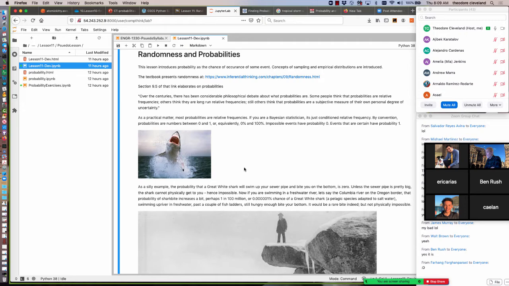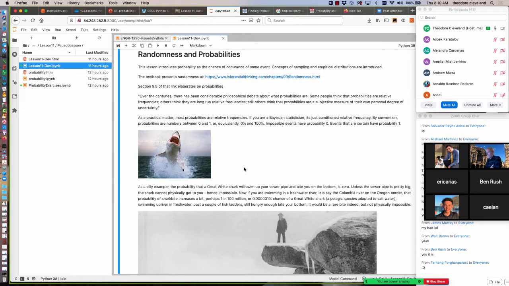And we're also going to hit on the concepts of sampling and empirical distributions. You get more of that in the laboratory, and we're actually going to talk about it quite a bit precisely in the next lesson. So most of the content comes from the link here in our textbook in Chapter 9, Randomness. And in that link, it has the following sentence related to probabilities.